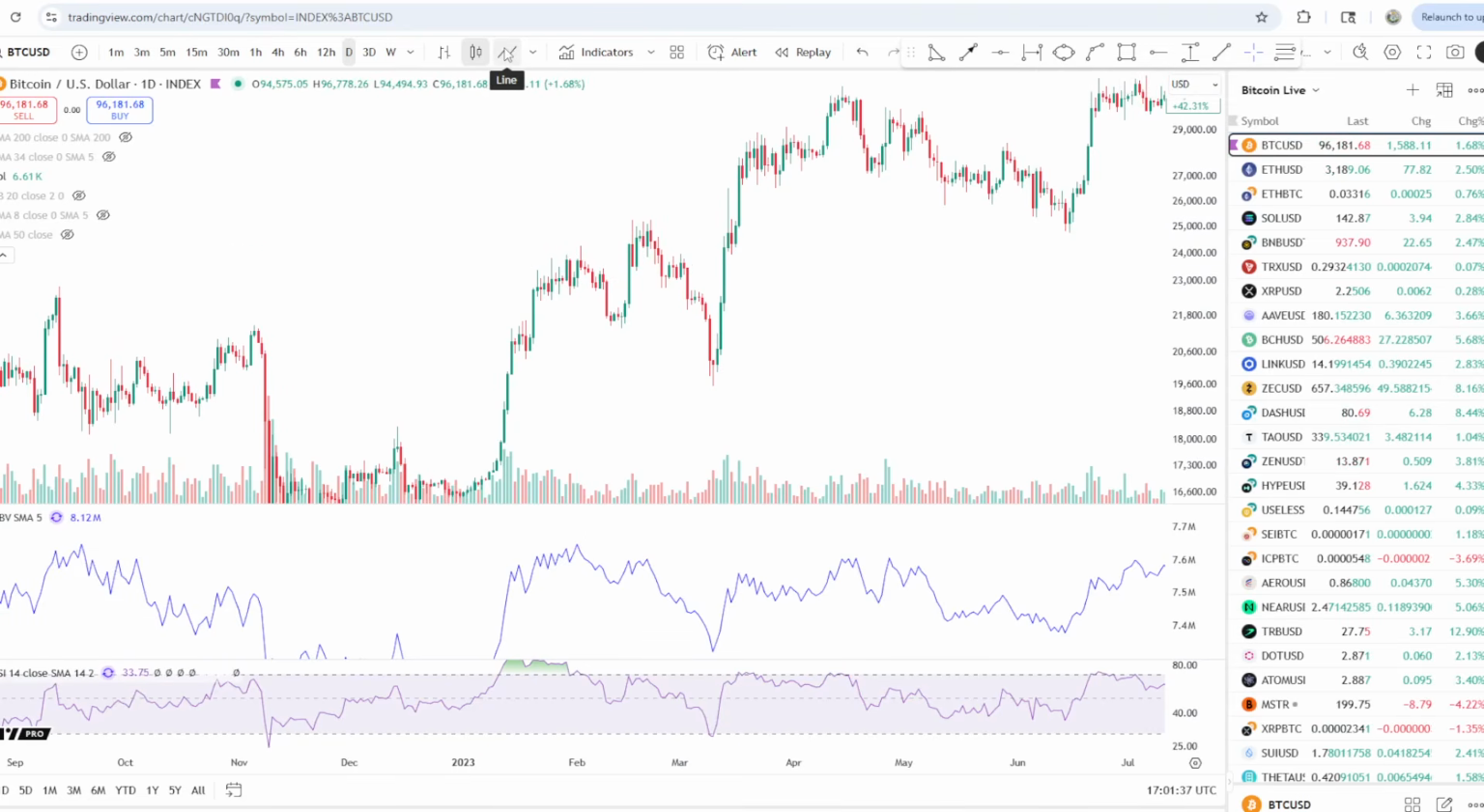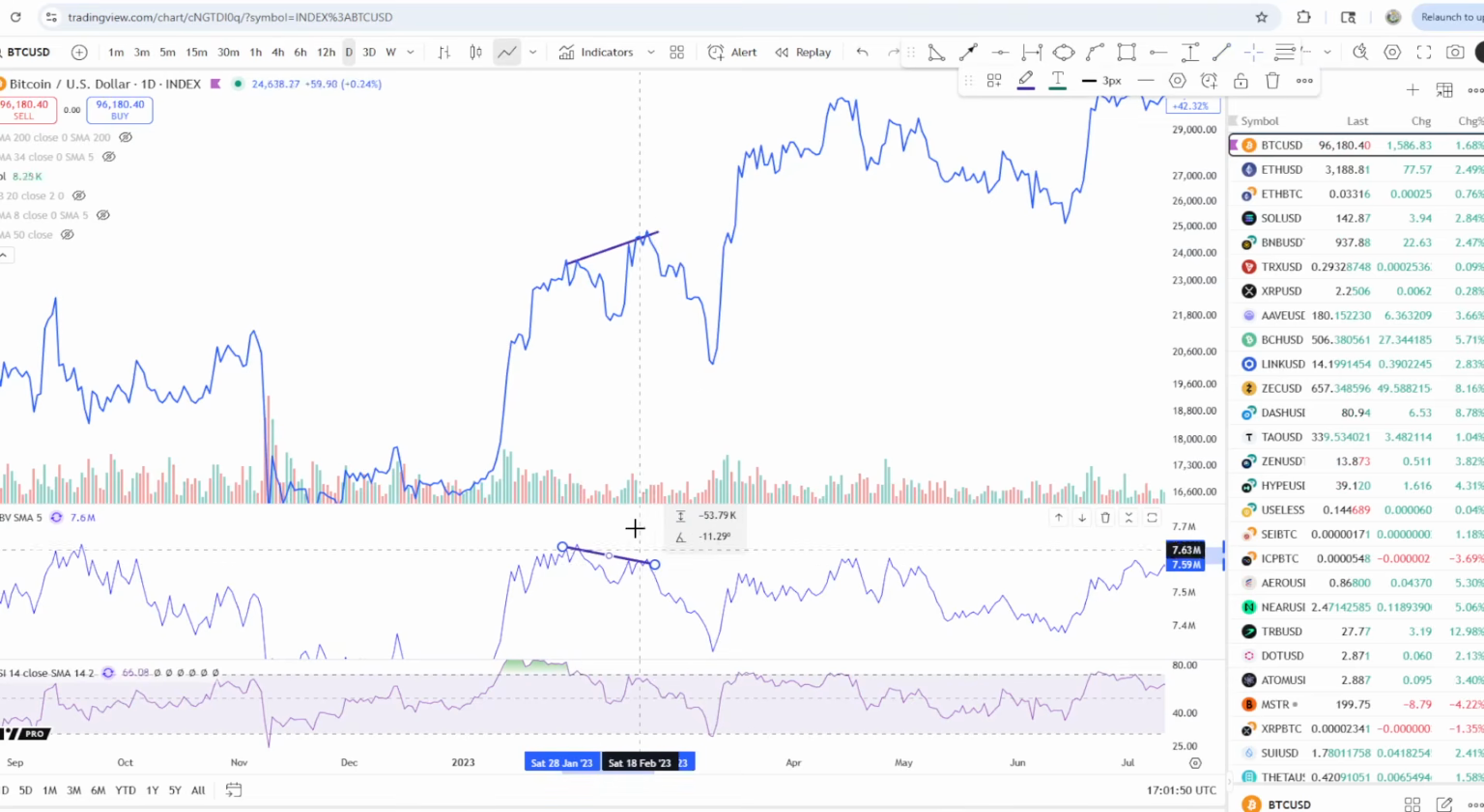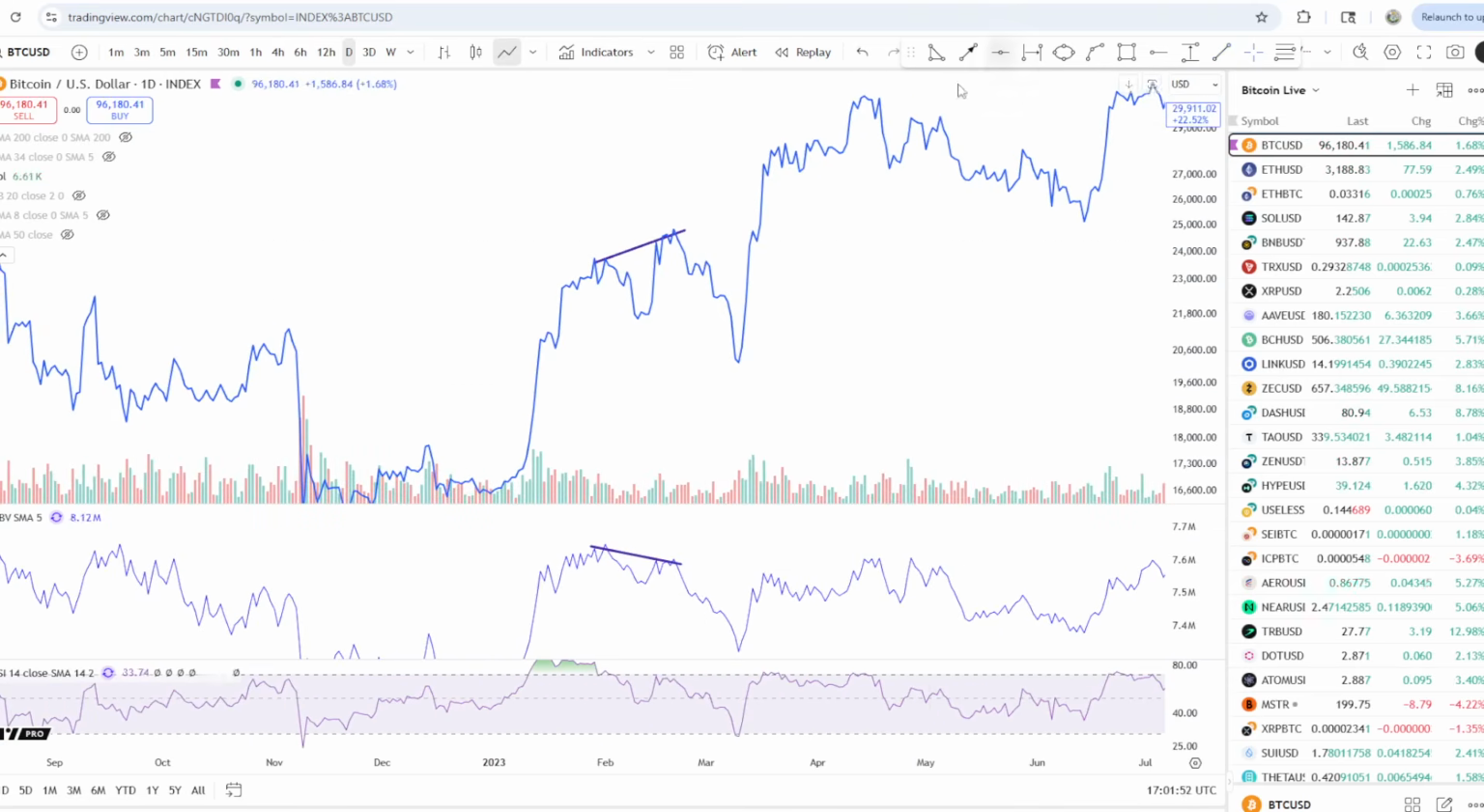Now, you're drawing body to body. Here's a little trick. You can switch to the line chart. A line chart is just all closes. It's connecting the closes. It's going to make it a lot easier for you when you're trying to draw divergence. A lot of times people use the wick. They get it wrong. So here's a very classic example.